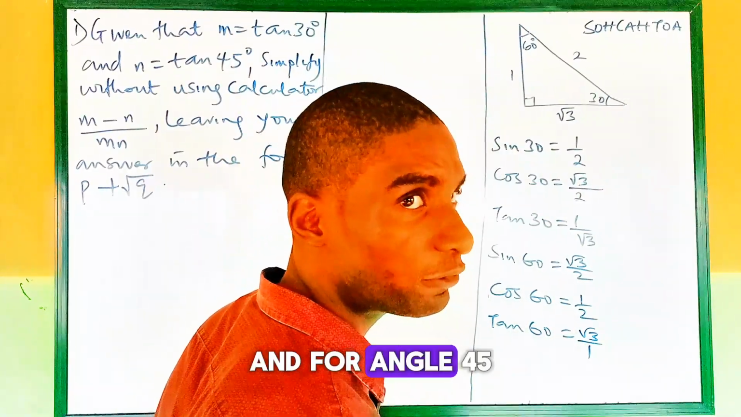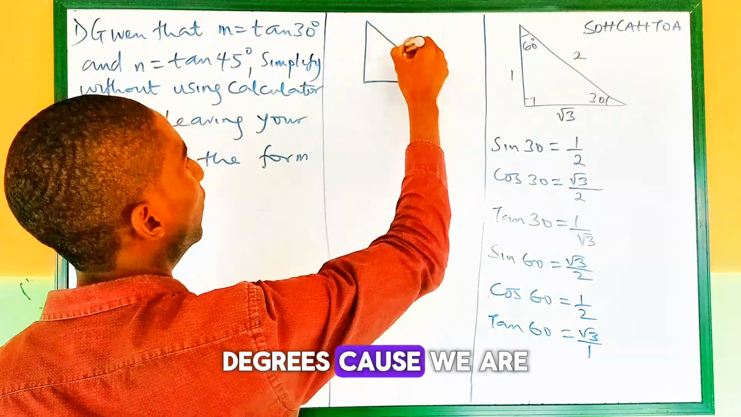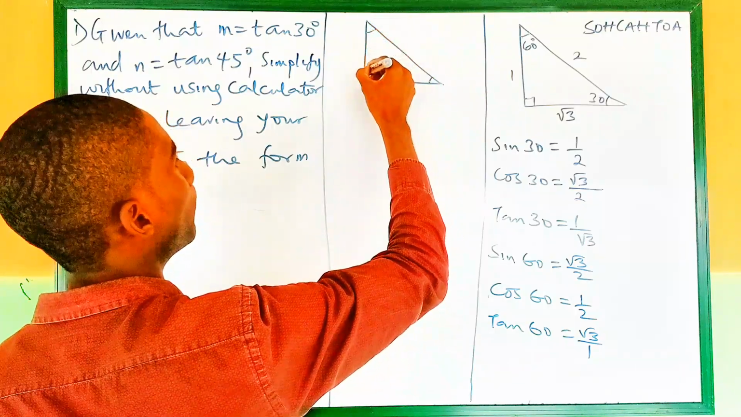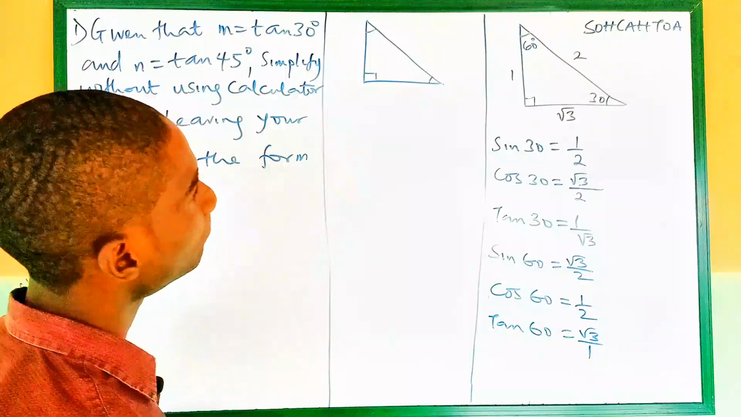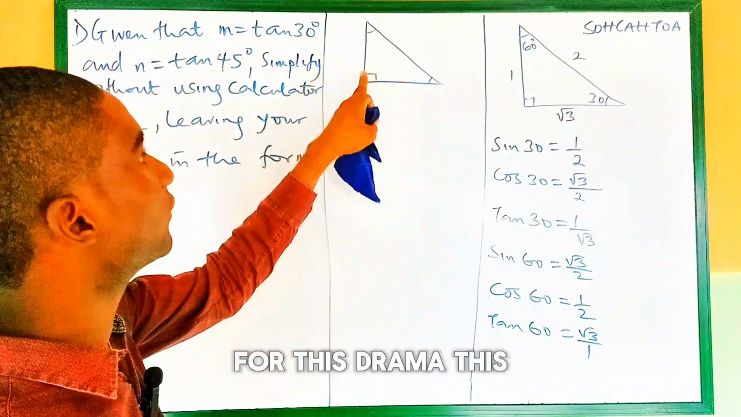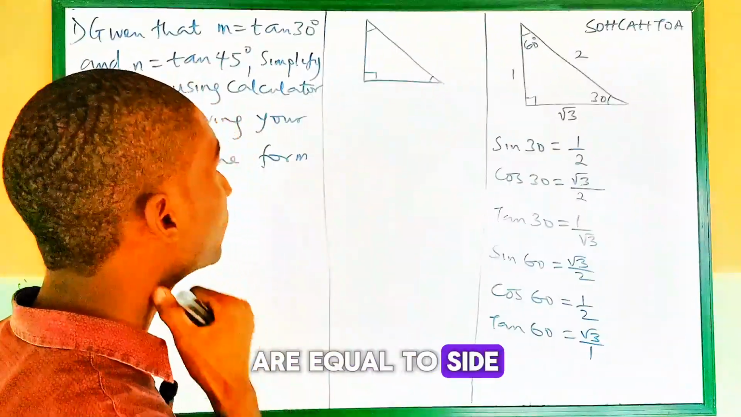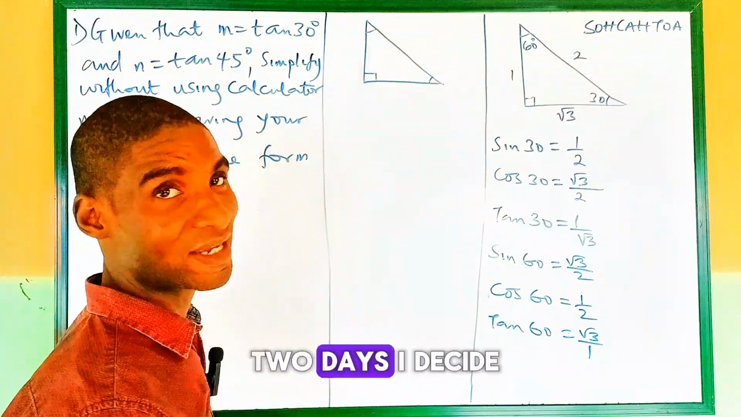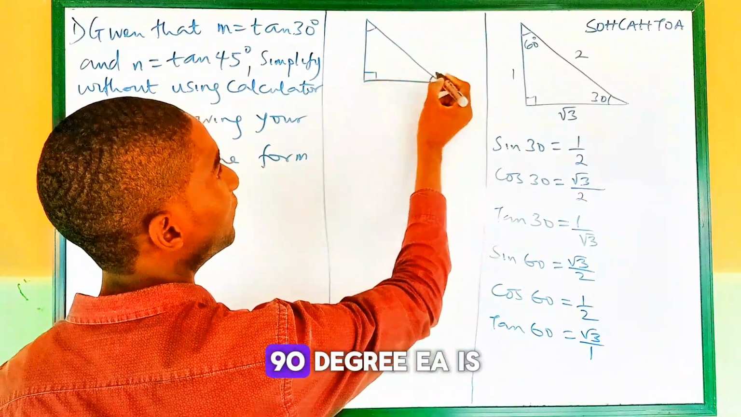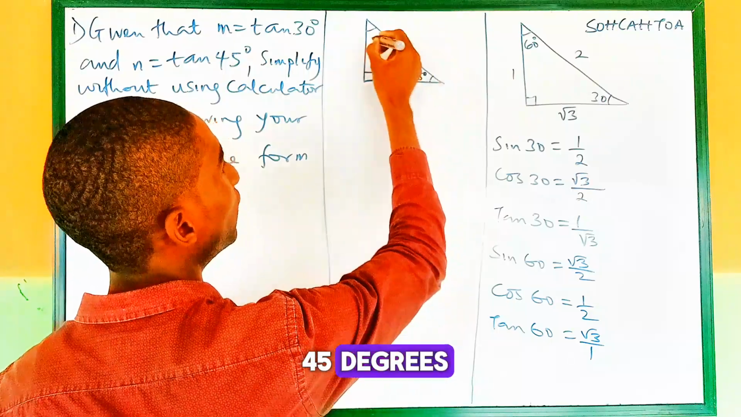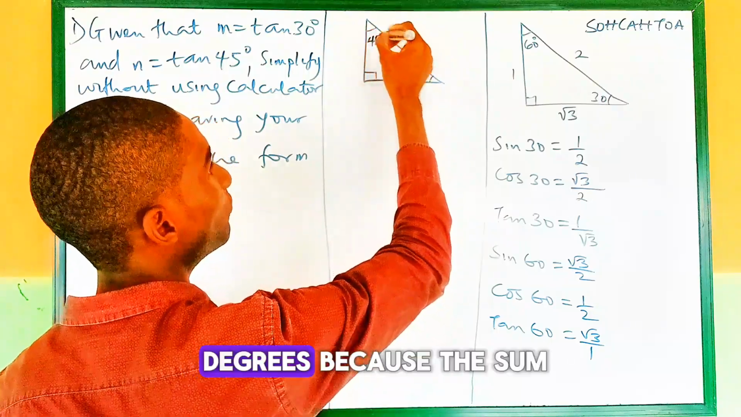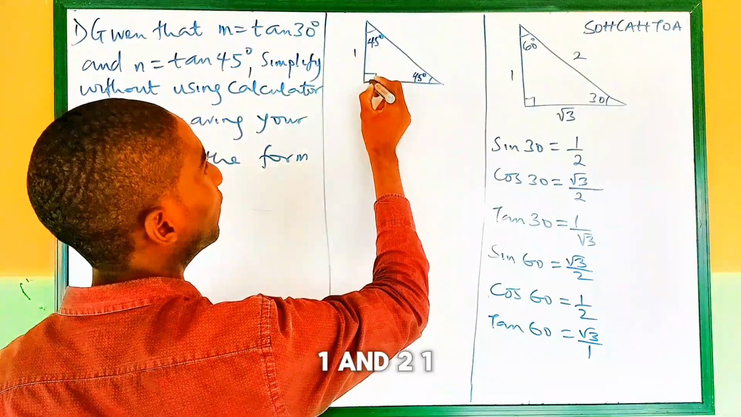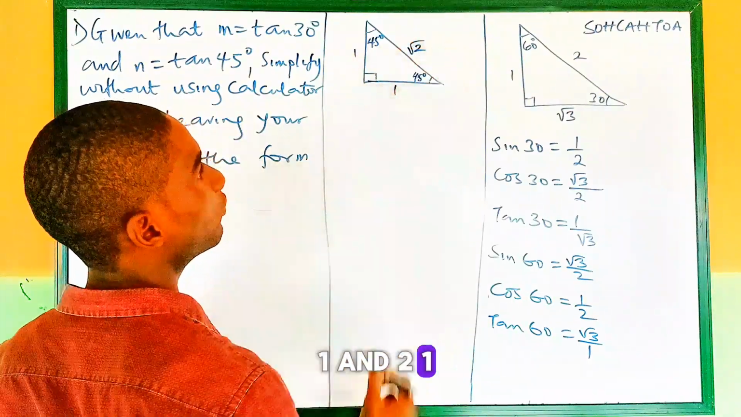And for angle 45 degrees, for this triangle, this side and this side are equal. Two sides are equal, right? And the two base angles are equal. So if here is 90 degrees, here is 45 degrees, here is also 45 degrees because the sum of angles in the triangle is 180. So here is 1, 1, and root 2.